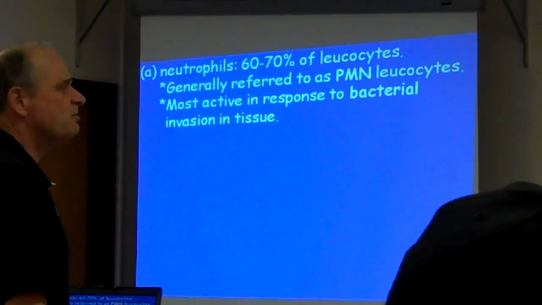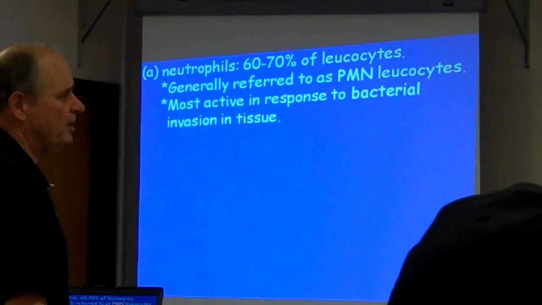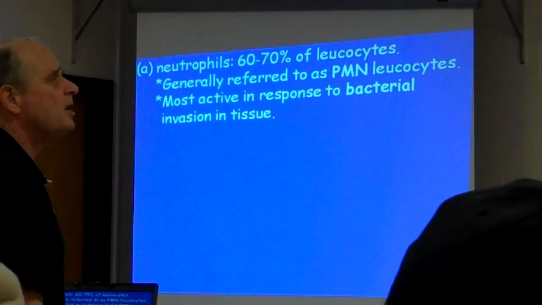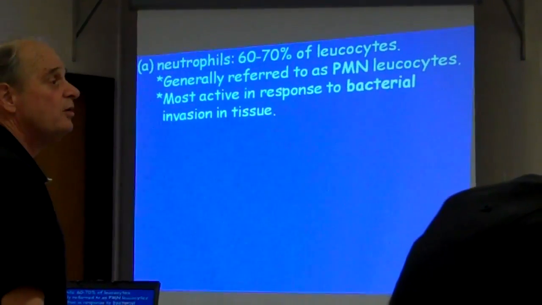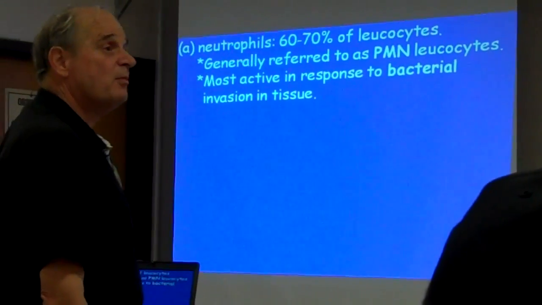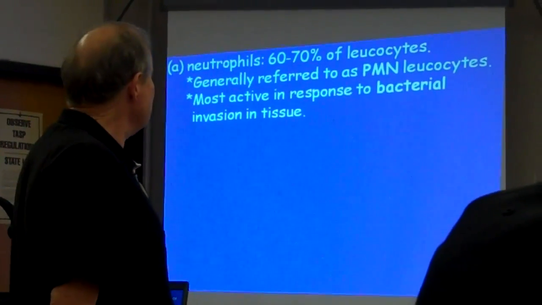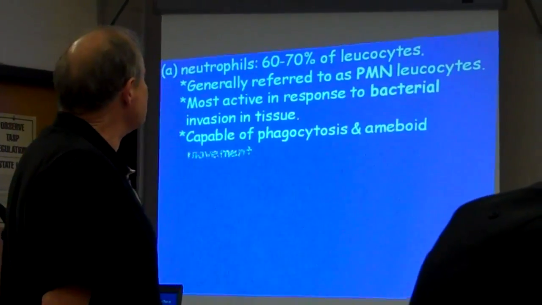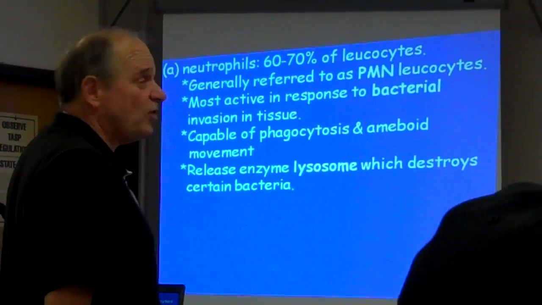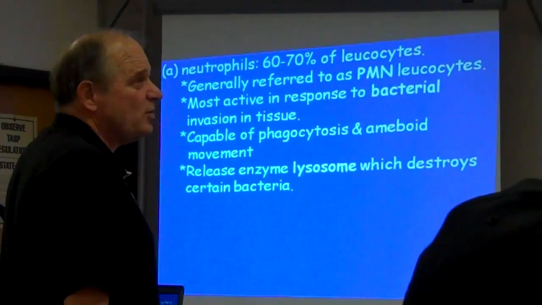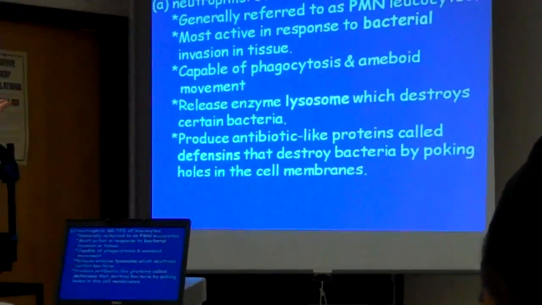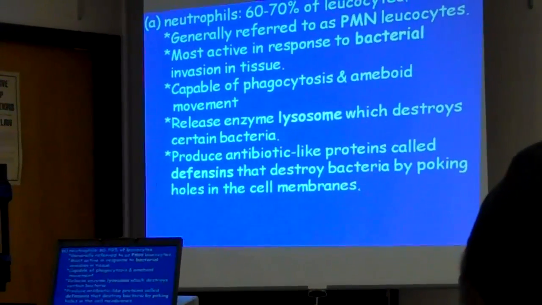Neutrophils are most active in response to bacterial invasion. These things get after it. Never let monkeys eat bananas. Y'all remember that one? From the most numerous to the least numerous: neutrophils, 60%. They're capable of phagocytosis and amoeboid movement. They release an enzyme called lysozyme that destroys certain bacteria. They also produce antibiotic-like proteins called defensins that destroy bacteria by poking holes in the membrane.